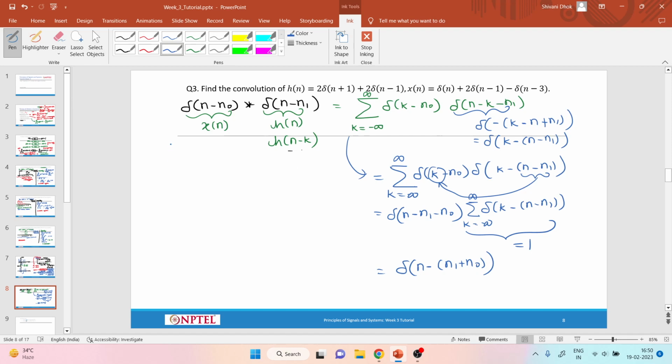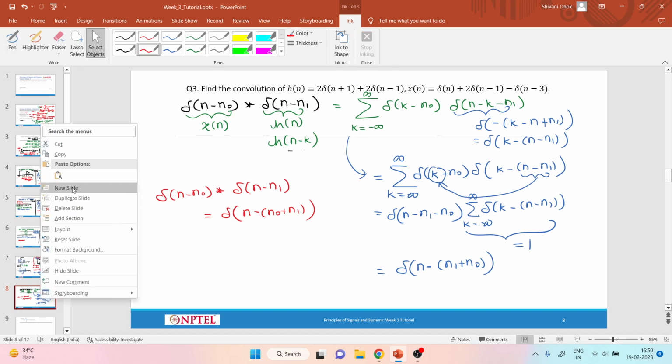So the key takeaway is delta of n minus n naught convolved with delta of n minus n1 is equal to delta of n minus n naught plus n1. So this is what I am getting, and I'll use this fact to solve this question which I am having here.